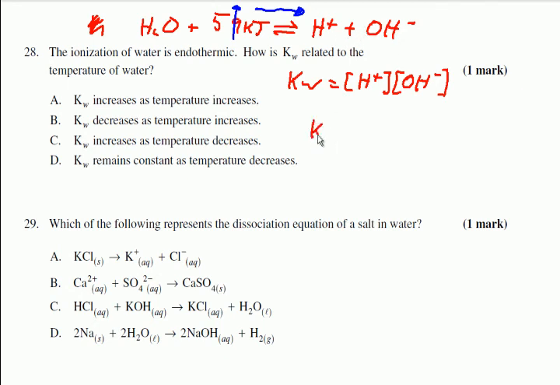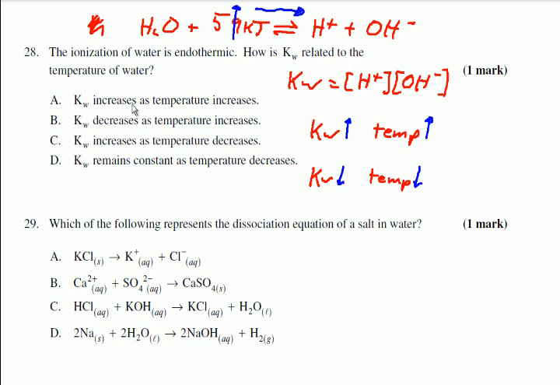So Kw will increase if temperature increases as well. Kw will decrease if temperature decreases.